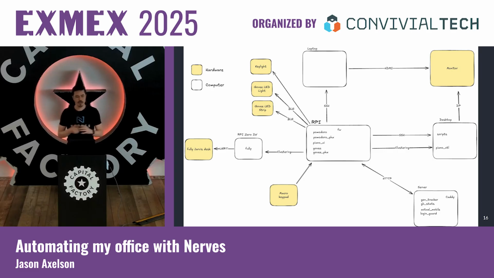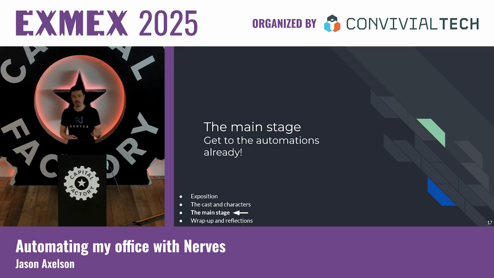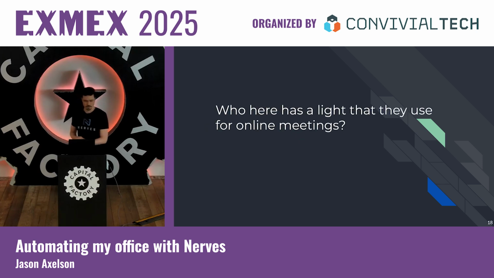This is kind of how everything fits together and talks to each other. I'm not going to walk through it, but the main thing to point out is all these yellow pieces are all my bits of hardware that I've automated, and the Raspberry Pi for my Scenic companion sits in the center of all of it. Okay, let's get to the automations already.